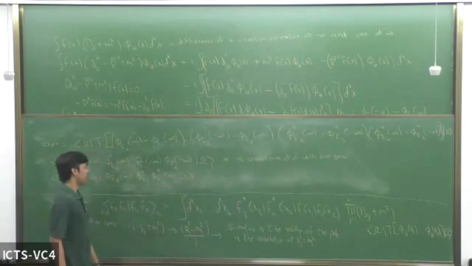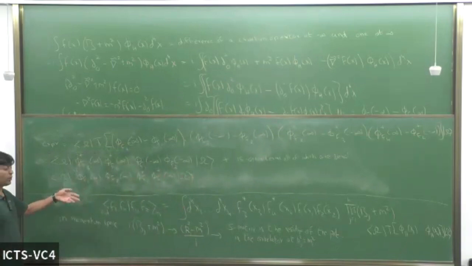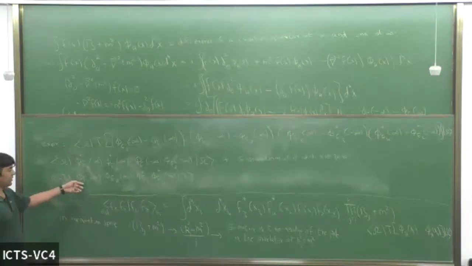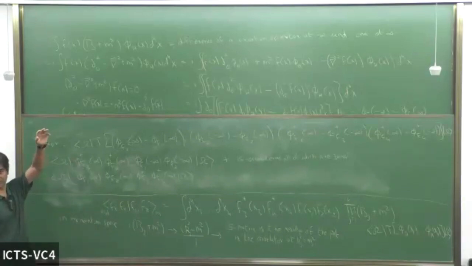However, remember that this is a creation operator. So it has only positive frequencies. Because it has only positive frequencies, it can't act on the vacuum. When it acts on a vacuum, it gives you 0. You see? So this is a creation operator at plus infinity. But the creation operator at plus infinity, if it acts on the vacuum, is going to give you 0.